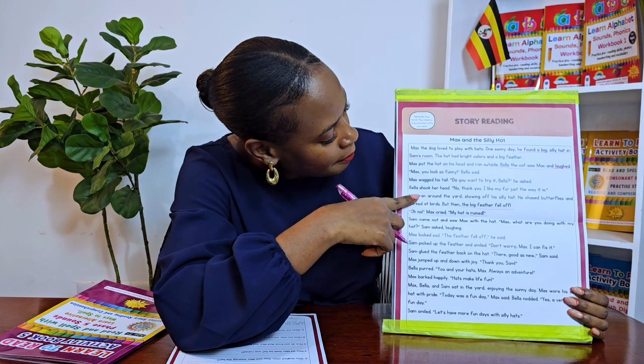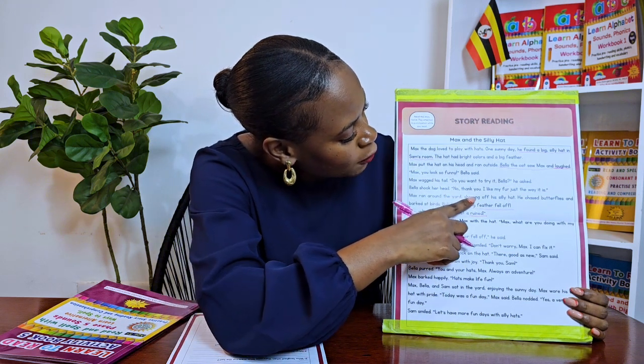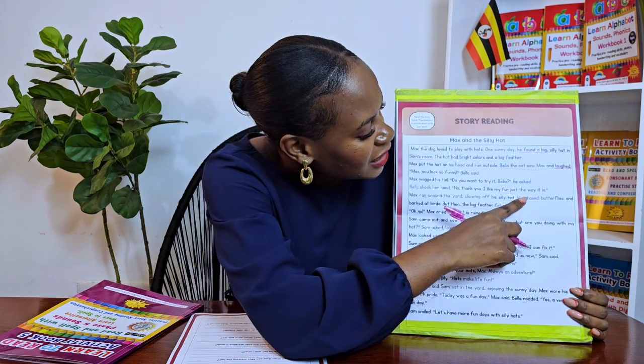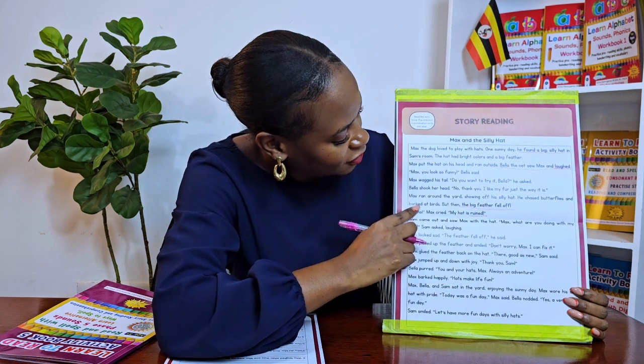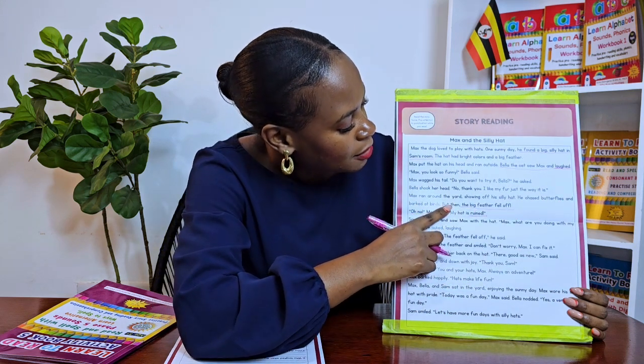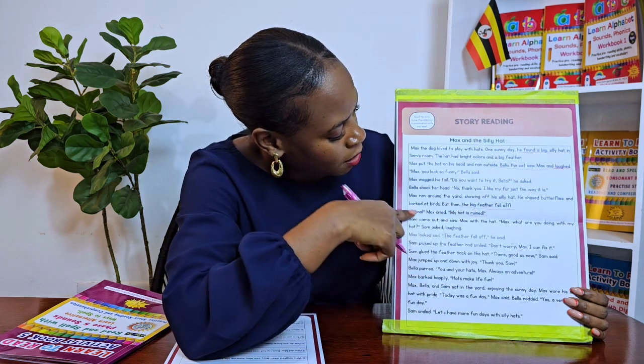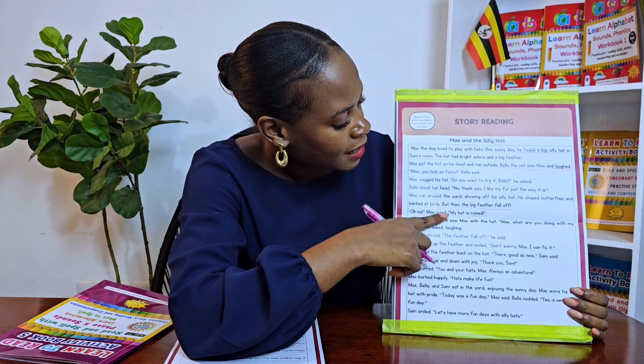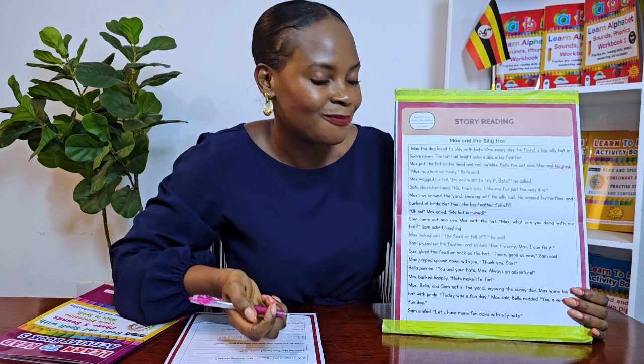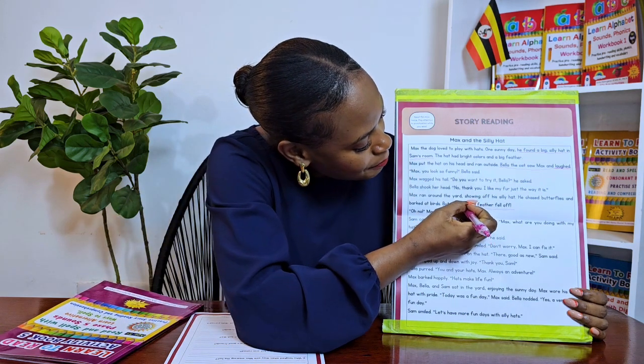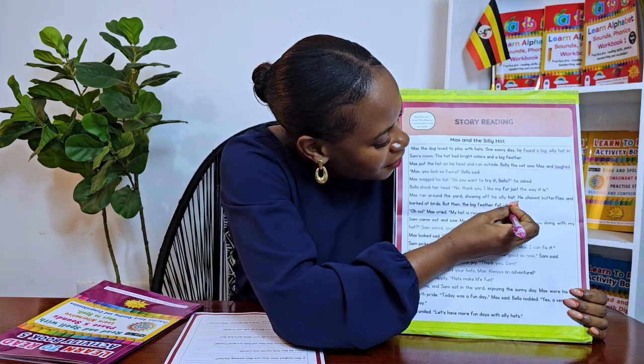All right. Max ran around the yard showing off his silly hat. He chased butterflies and barked at birds, but then the big feather fell off. Oh no! Max cried. My hat is ruined. So what happened to the hat? The big feather fell off. That's why he cried. Oh no! My hat is ruined, because the big feather had fallen off.